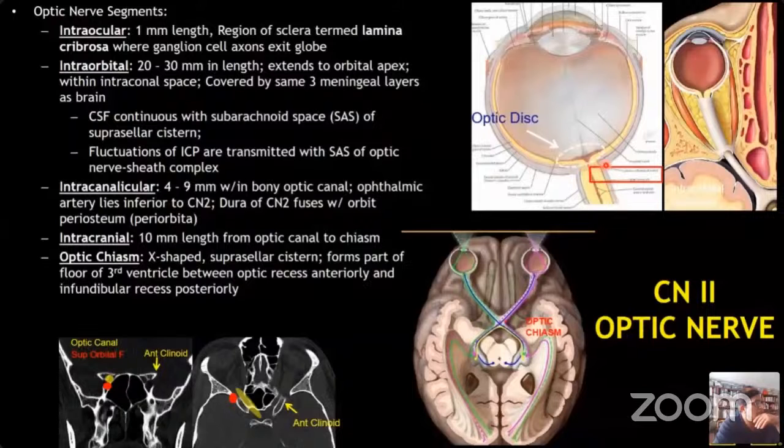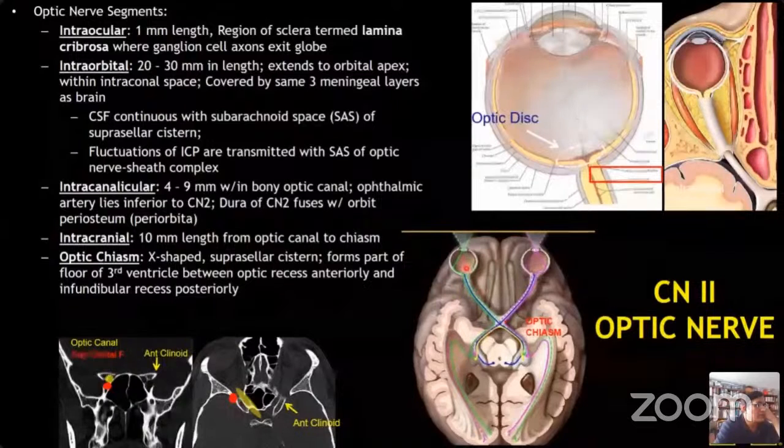And actually, you can see it around the region of the sclera. It's known as the lamina cribrosa right there, and this is where the ganglion cells would exit the orbital globe. Then there is an intraorbital segment, which is about 2 to 3 centimeters in length, and this is seen within the orbital cavity.